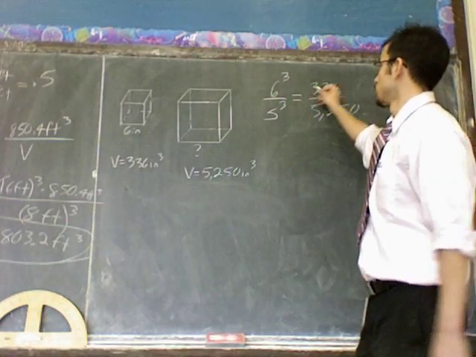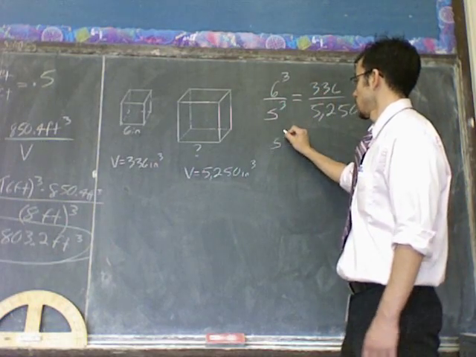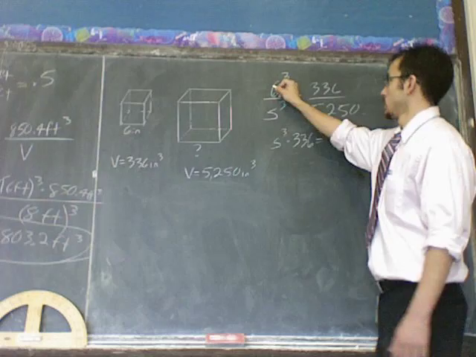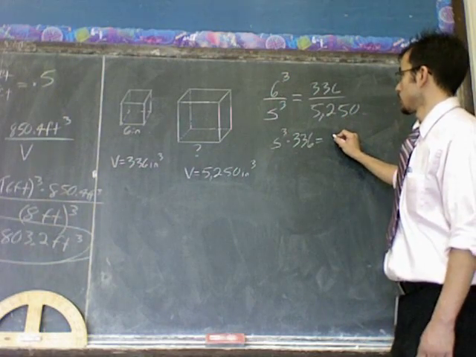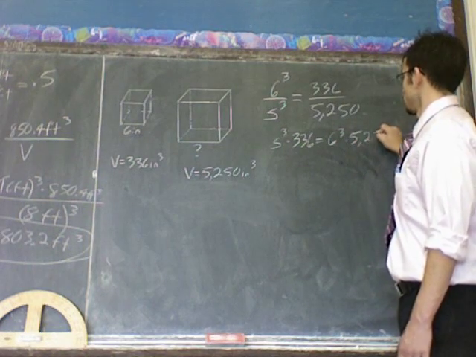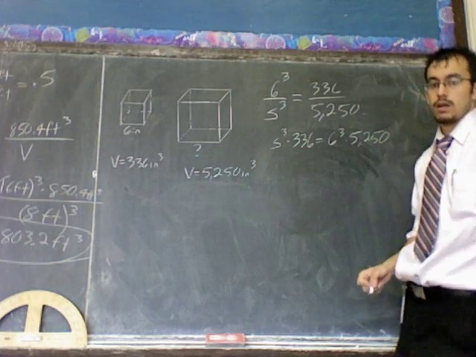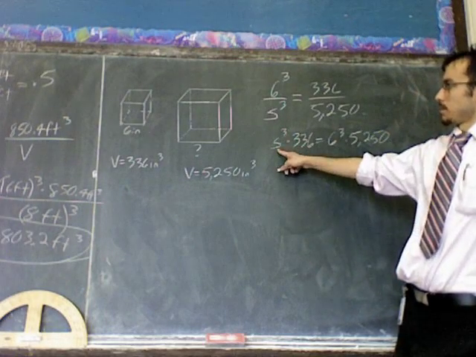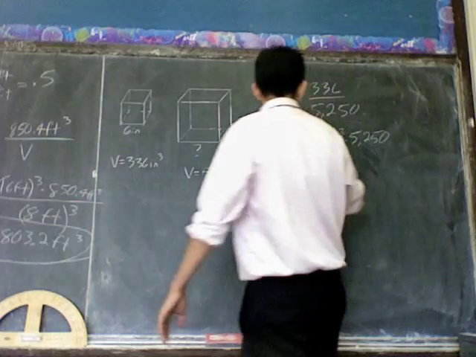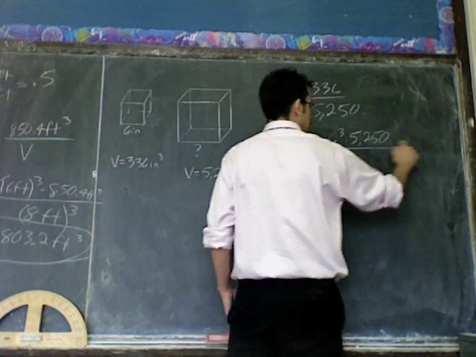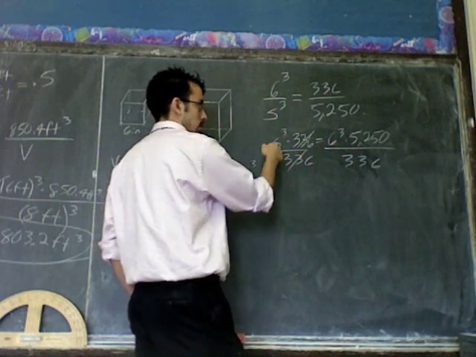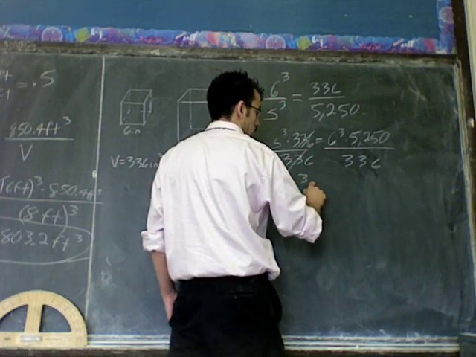So S cubed times 336 should equal 6 cubed times 5,250. And this is pretty easy to solve. You want S alone, it's being multiplied, so the opposite would be to divide. Divide by 336, divide by 336. These 336s are going to cancel out, leaving me with S to the third power, or S cubed.